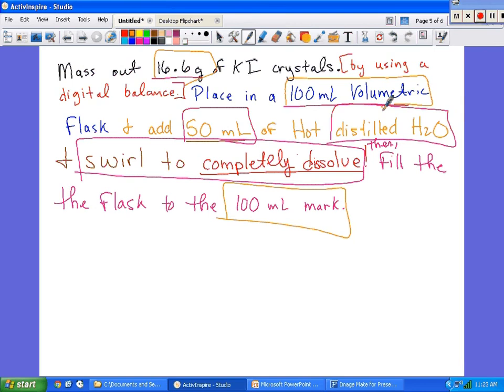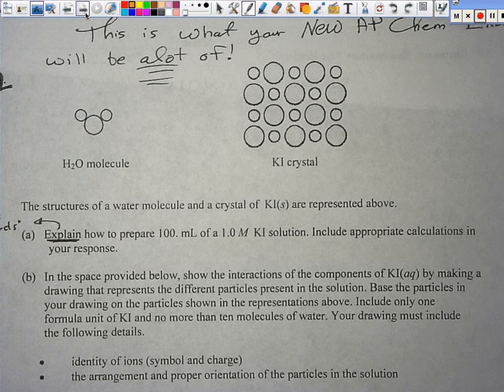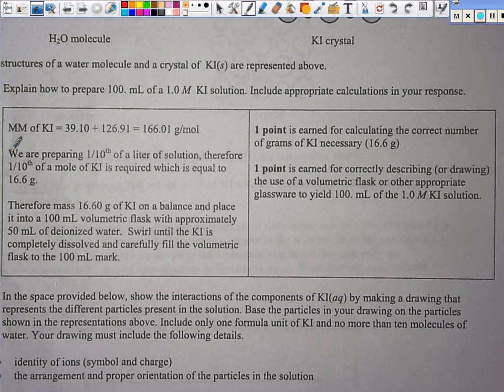Now, let me show you what the key said and how you would have earned points here. Okay, here's what the key says. I need to pause the video so I can get the live feed in. Okay, so this time we have, let's see, this is where it is. We are preparing, now this drives me nuts. We are preparing 1/10 of a liter. Why'd they do that? What is 1/10 of a liter? 100 milliliters. I don't know why they did this.